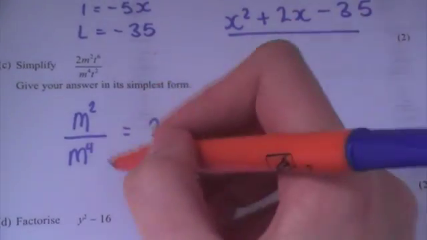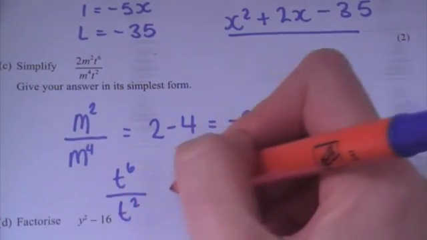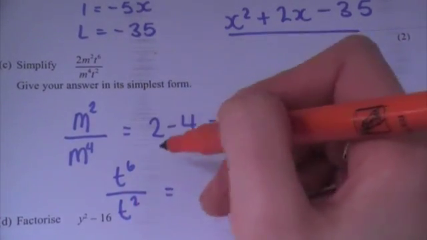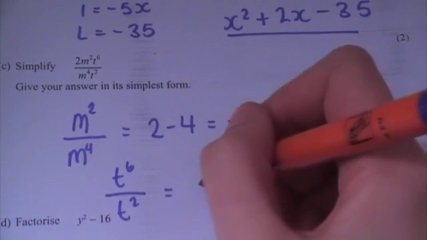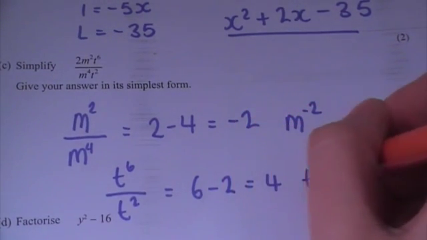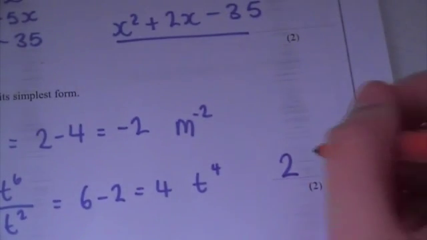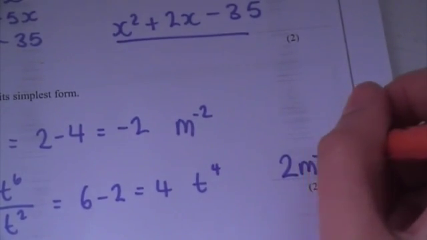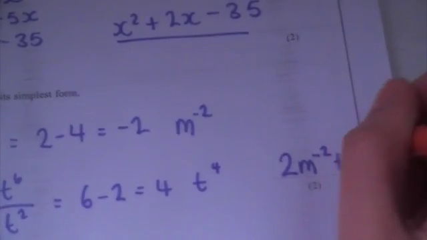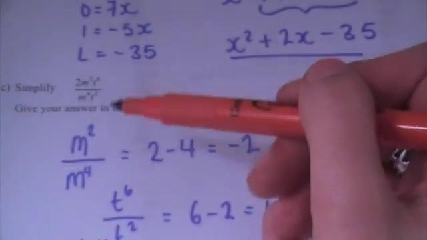And then with our t's, because we're doing it separately, t to the 6 over t to the 2. So if you have t to the 6 divided by t to the 2, you're taking it away. So it's almost like 6 take away 2, which will give you 4. So that would be t to the 4. Okay, and then we still had the 2 up at the front. So it would be 2 m to the minus 2 and t to the 4. So we've broken it down, kept the 2, broken down the m's, and broken down the t's.